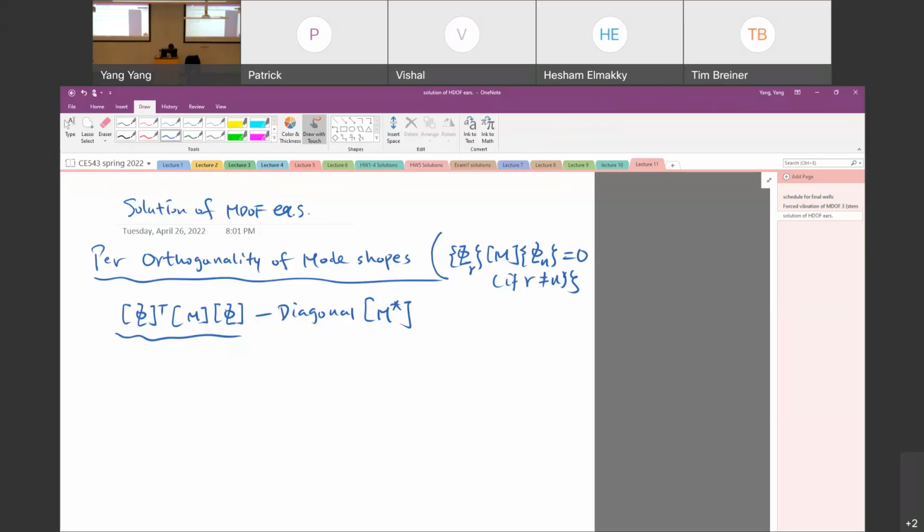Similarly, we will have phi transpose times stiffness times phi, a new diagonal stiffness matrix. So this matrix will have only numbers in the diagonal line. All the other elements of the matrix will be equal to 0. This is very important.